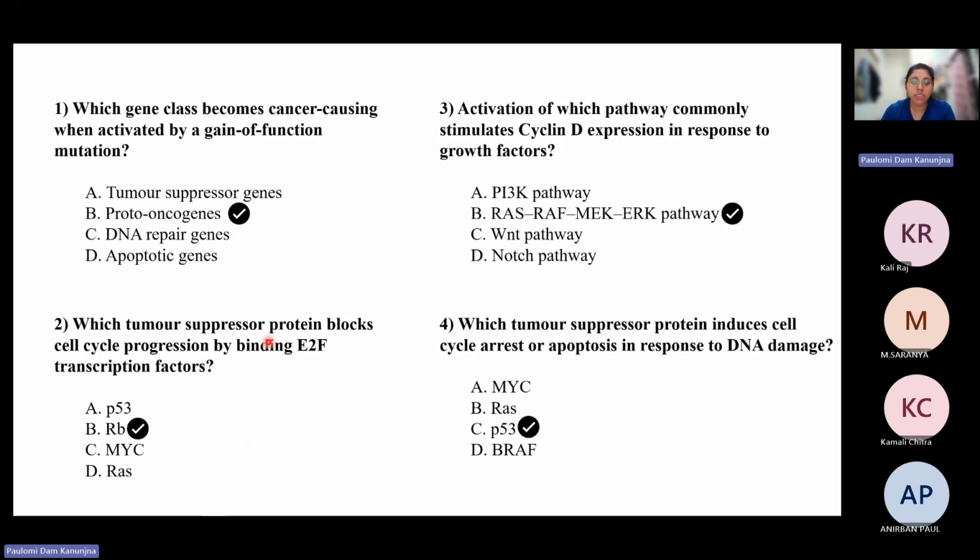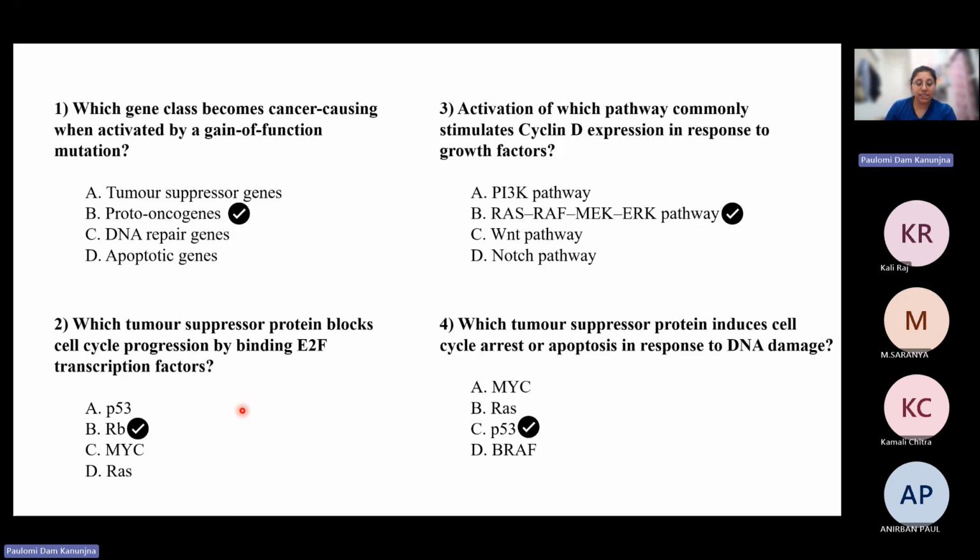Which tumor suppressor blocks cell cycle progression by E2F transcription factor? Retinoblastoma, right? So what does retinoblastoma do? It binds to these transcription factors, prevents transcription of genes required for S phase entry. And then what is it doing? It's basically stopping the cell replication.